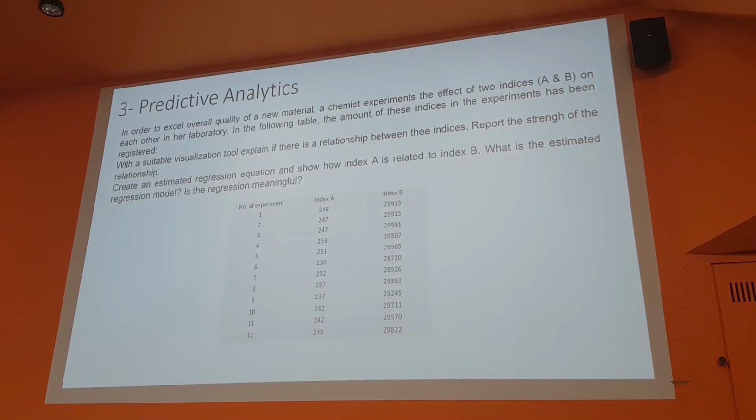The first part is you want to explore the relationship between these indices. We have two variables, and for the relationship between two continuous variables, what kind of chart do we use? We use a scatter plot. And then after that, you need to report the strength of the relationship. For that, you usually use the correlation coefficient, or R. You can use it in Excel.